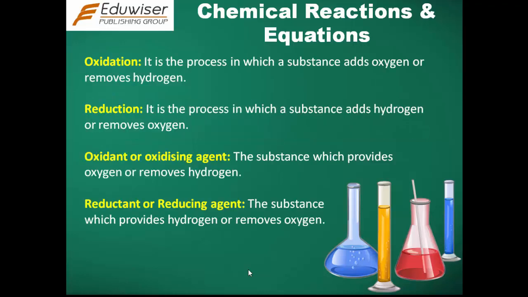Oxidation is the process in which a substance adds oxygen or removes hydrogen. Reduction, on the other hand, is the process in which a substance adds hydrogen or removes oxygen. An oxidant or oxidizing agent is a substance which provides oxygen or removes hydrogen in the process, and a reductant or reducing agent is a substance which provides hydrogen or removes oxygen.